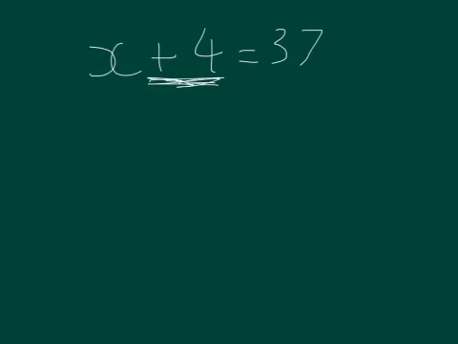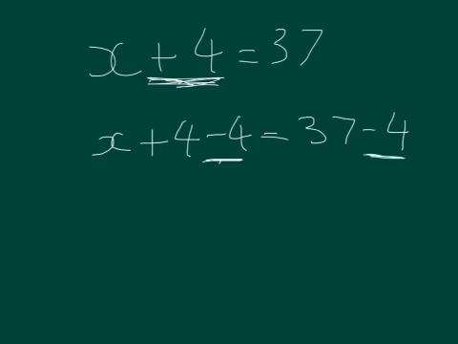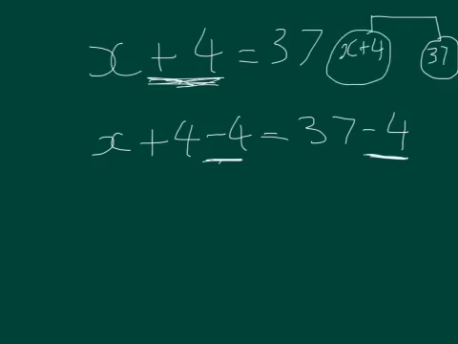So the opposite of adding is subtracting. We've got x plus 4 equals 37. We're going to subtract 4 off both sides. Because we have done the same thing to both sides, our equation is still balancing. So you can think about having scales, having 37 here, and having x plus 4 here. We've subtracted off 4 here, and we've subtracted off 4 here, so we get x equals 33.